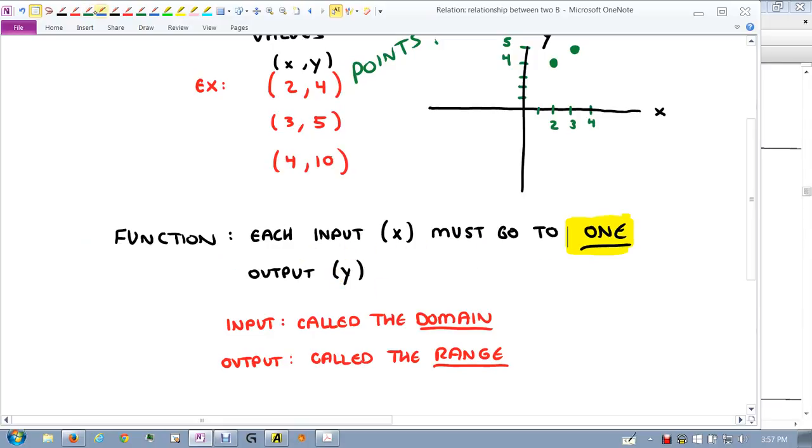And also throw one more thing in here. Function is a relation. Every function is a relation, but not every relation is a function. So a function is a special type of relation. It has the property that for each input, for every one of these x's over here, there's only one output. There's only one number that comes out.